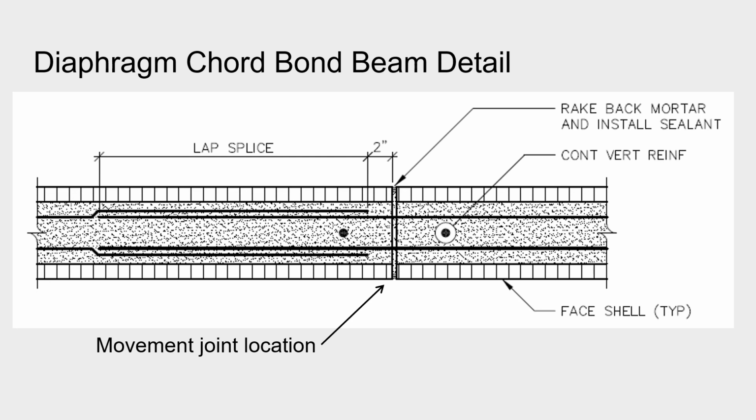Here's a possible plan detail at the movement joint at the bond beam. The reinforcement must be continuous through the joint with a full lap splice. However, you still want the appearance of the movement joint. One option is to have the mason rake the mortar at the fascias and add sealant.